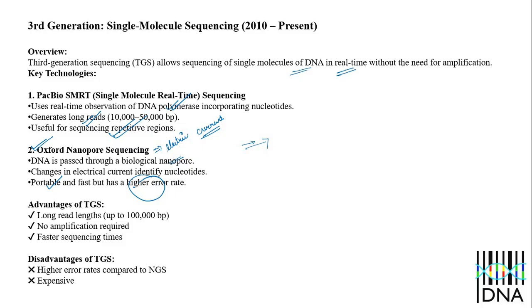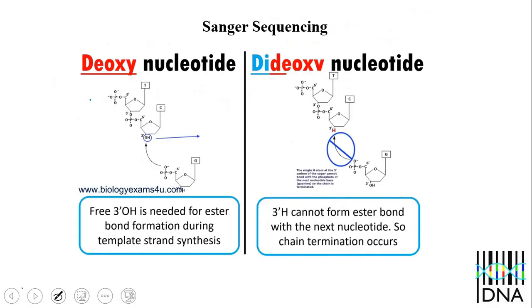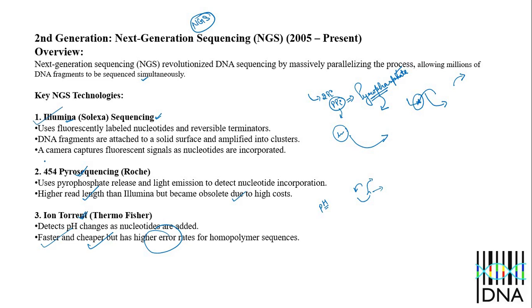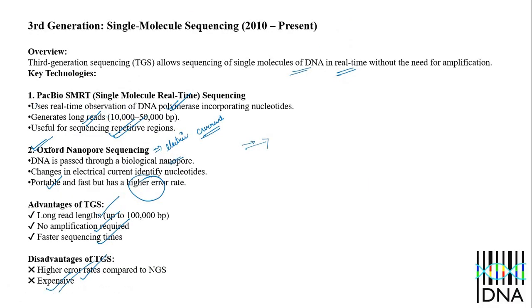What are the advantages? Long read length, no amplification required, and it is a faster sequencing technology. Disadvantages: the error rate is higher and it is very expensive. This is the third generation of sequencing. In the first generation, we include Maxam-Gilbert sequencing as well as Sanger sequencing. In the second generation, we include Illumina sequencing, 454 sequencing, and Ion Torrent sequencing. In the third generation, we include PacBio SMRT sequencing, Oxford Nanopore sequencing, etc. These are the three generations of sequencing.